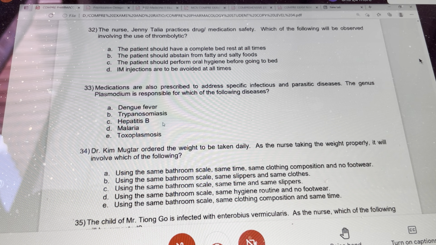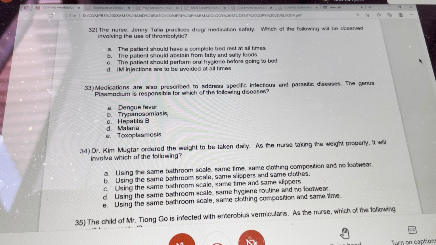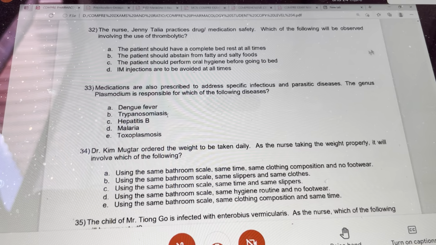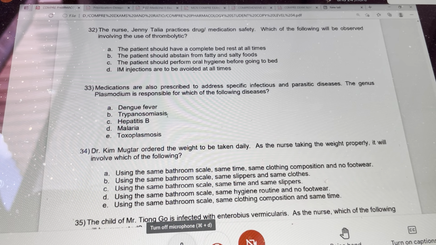Medications are also prescribed to address specific infectious and parasitic diseases. The genus Plasmodium is responsible for which of the following diseases? Okay. Medications are prescribed for specific parasitic diseases. Plasmodium species is responsible for what type of disease? Mr. Abad? Delta. Yes, ma'am. Okay, yes, malaria. So malaria is the disease that is caused by this species Plasmodium.